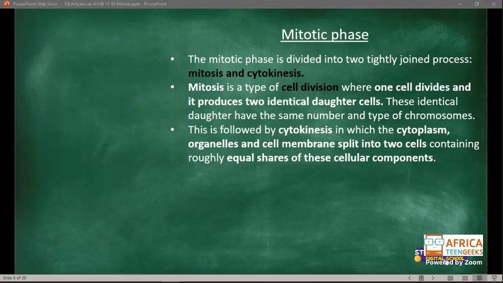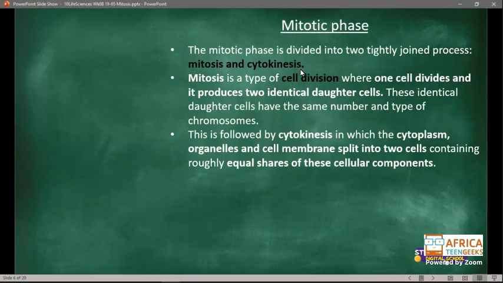So they have the same number and type of chromosomes, and these are similar to the parent cell. And mitosis is then followed by cytokinesis, in which the cytoplasm, organelles, and cell membrane split into two cells containing roughly equal shares of these cellular components.